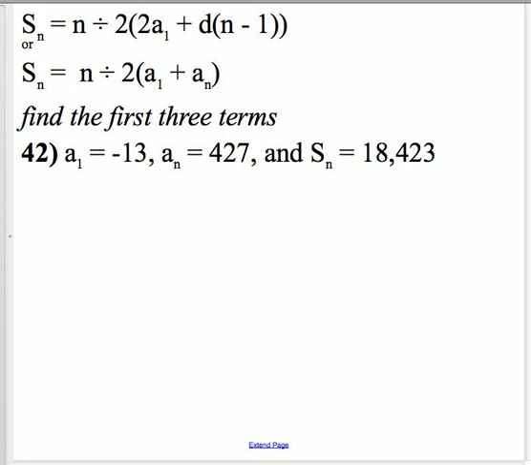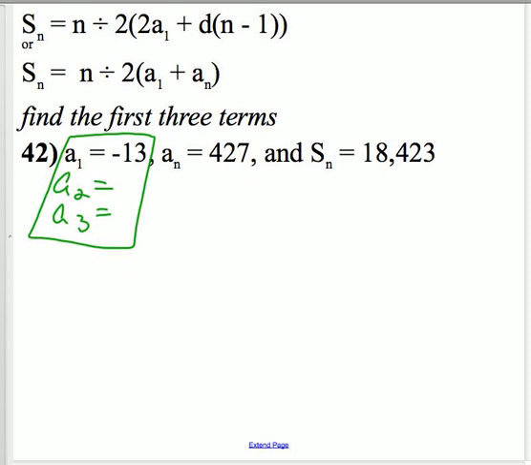Number 42. Number 42 says find the first 3 terms. Well, I know the first term. What I need here is a sub 2 and a sub 3. This will be my answer. Well, in order to be able to know what the second and third term is, I need a common difference. But I don't have enough information to find my common difference. I need to know n.